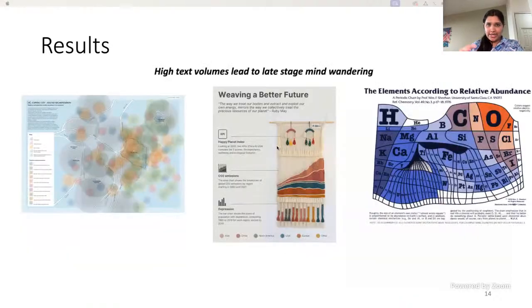And when we look at text by itself, when you have very, very high text volumes in the chart, it causes a lot of mind wandering to occur towards the end of that 45-second viewing period, seemingly pretty much once people just run out of things to be reading on the chart in the first place.